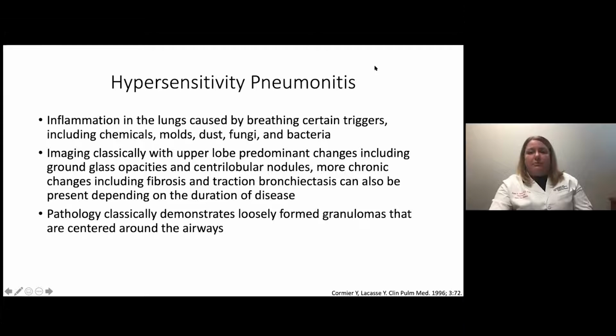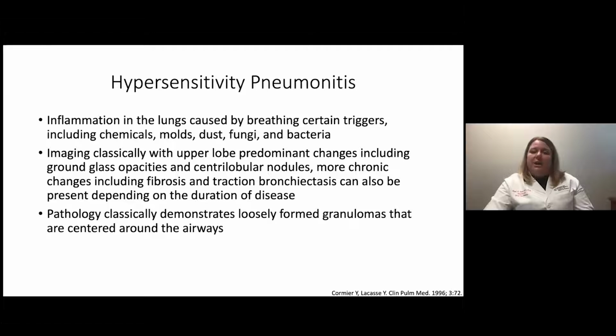When you're thinking about what does this look like radiographically, the imaging will classically have upper lobe predominant changes, as we remember back that those are the areas of the lung that sort of get the most ventilation. So things you inhale will commonly affect the upper lung zones more. So you'll get upper lung zone predominant ground glass opacities with centrilobular nodules. And centrilobular just means sort of following the airways and the blood vessels as they run through. So it won't be as much around the periphery of the lungs, they'll be a little bit more in the center. That happens in the acute setting of hypersensitivity pneumonitis.